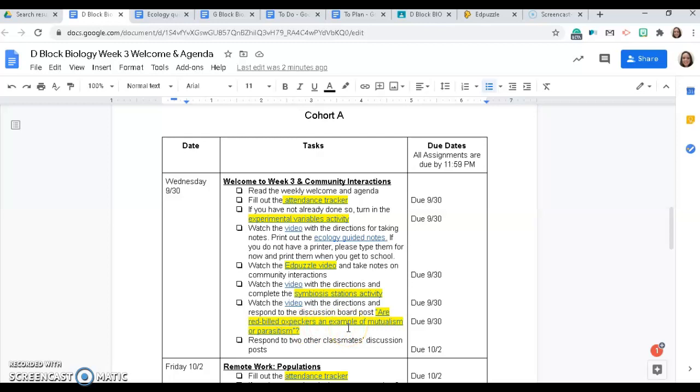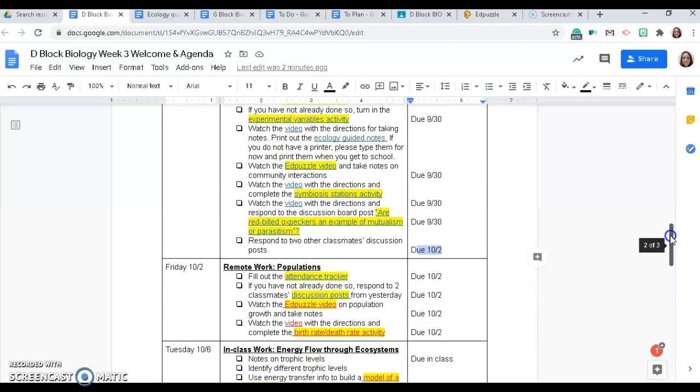In addition to the discussion board posts, you also need to respond to 2 other classmates' posts. And in the video, I give some directions for how to do that. You need to have your initial post done by Wednesday, the 30th, but you have until your next remote day to do it. So if you're in cohort A, you need to do it on the 2nd. Cohort B, you have to have it done by the 6th.